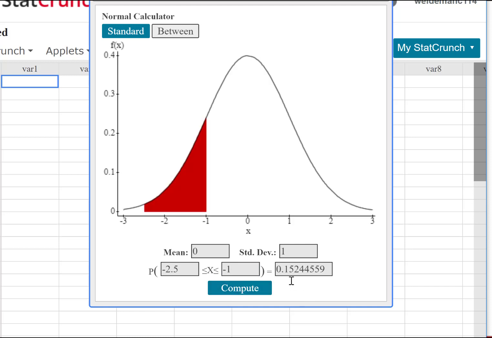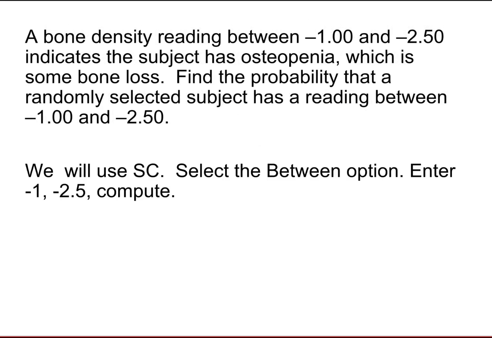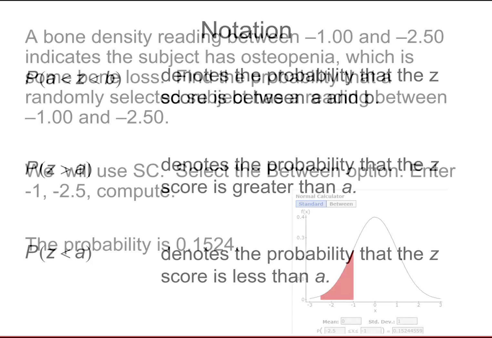And so I get a probability of 0.1524. And that's a very nice option. If you were using the tables, you'd have to look up two values and then do a subtraction. It's pretty complicated. And so there's your answer there. The probability of being between -1 and -2.5 is about 0.1524. So about 15% of people would have this test and come up with an indication of having some bone loss.